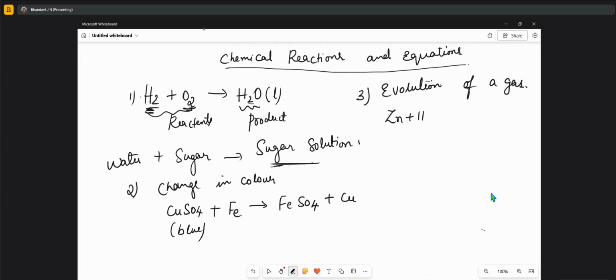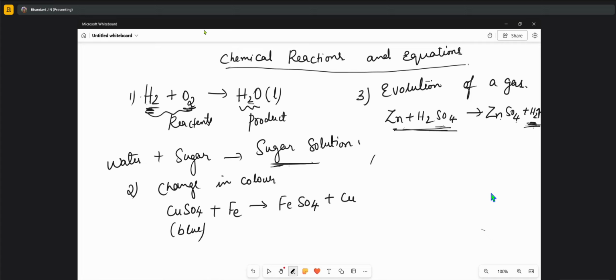Zinc plus H2SO4, you will get ZnSO4 plus H2. Here, zinc is a solid, H2SO4 is aqueous in nature, that is dissolved in water. Then you will get zinc sulfate plus hydrogen gas. Here the hydrogen gas is evolved. In the reactants we don't have a gas, but in the product there is an evolution of a gas. So this is one example where there can be an evolution of a gas.